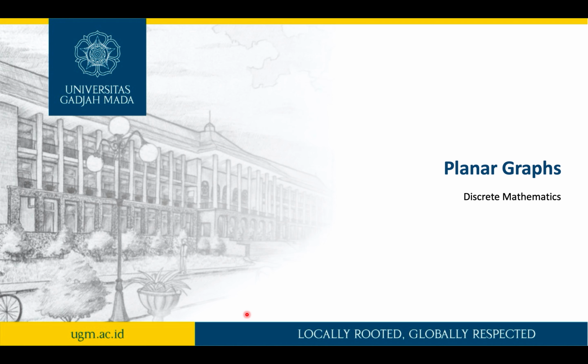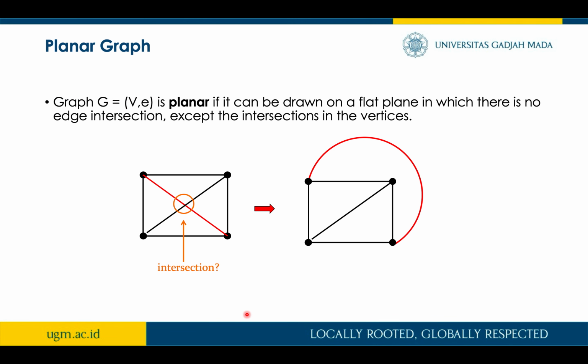Hello everyone. Today we will talk about planar graphs, one of the topics related to graph in discrete mathematics. Okay, so first we will see what actually a planar graph is. A graph here consisting of the set of vertices V and the set of edges E is planar if it can be drawn on a flat plane in which there is no edge intersection except the intersections in the vertices.